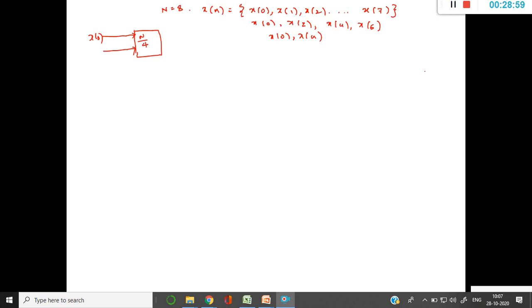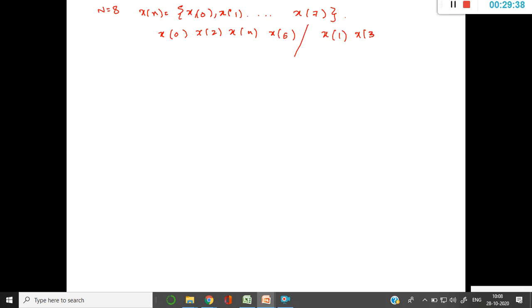So let me come back to the Google Meet. Okay, look at this. If I consider the 8-point DFT, x of n is equal to x of 0, x of 1, and up till x of 7, the 8-point sequence. We already decimated this into even and odd, that is in the form of x of 0, x of 2, x of 4, and x of 6. This is the even sequence, and the odd sequence is x of 1, x of 3, x of 5, and x of 7.